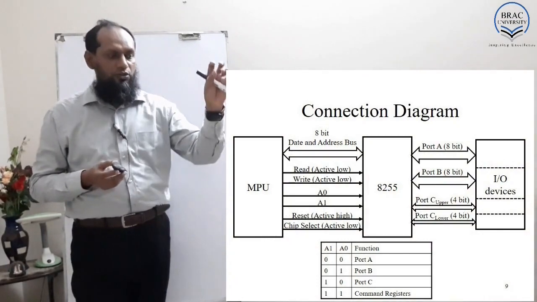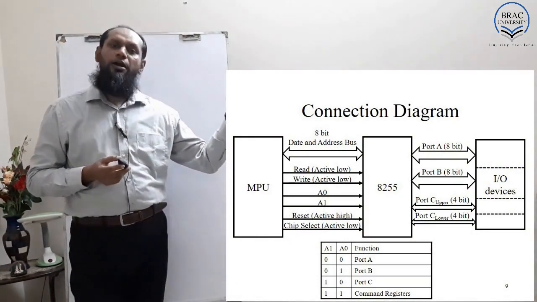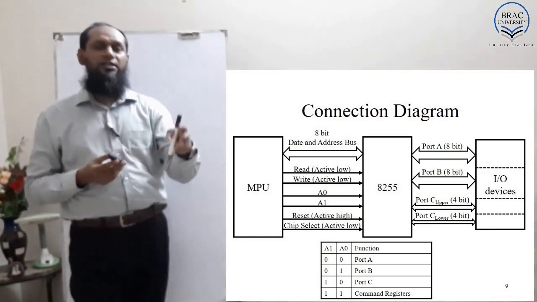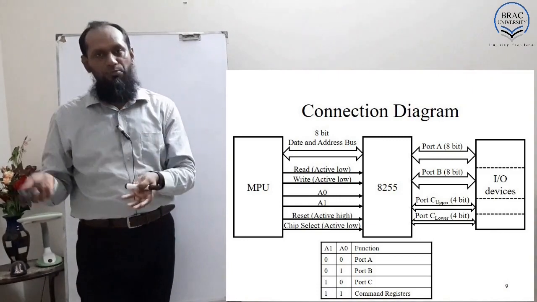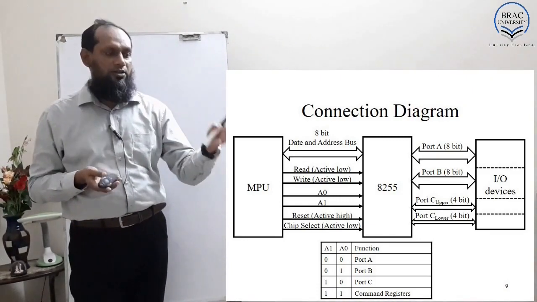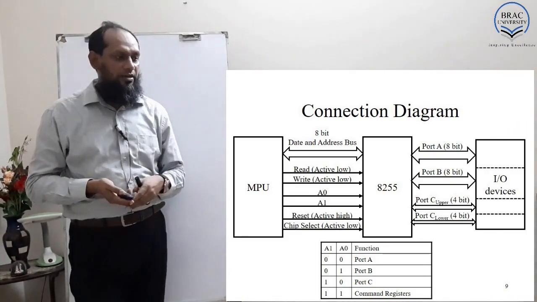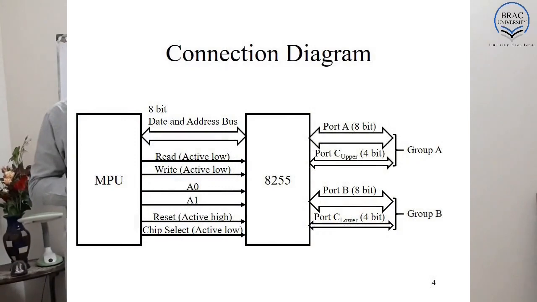So this is the connection. In the middle, this is the 82C55. On the left is the microprocessing unit, and on the right we will be able to use some I/O device like a keyboard, mouse, 7-segment display, or LED, something like this. So this is the interfacing diagram. Here I am showing that port A and port C upper are in group A, and port B and port C lower are in group B.